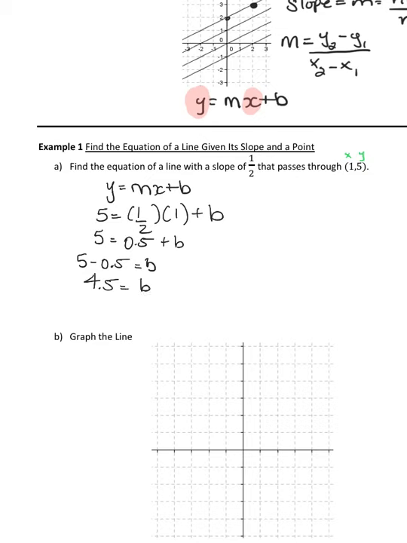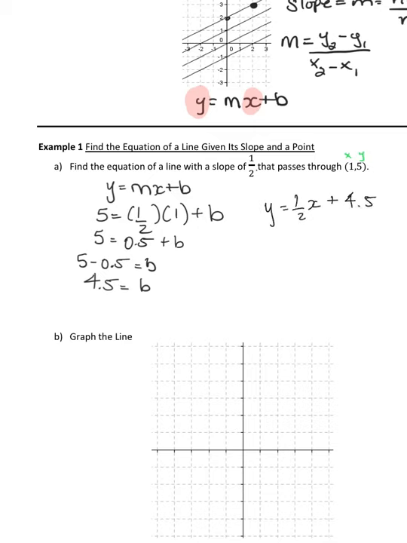So what this means here is that this equation of a line that has the slope of 1/2 and this point (1, 5), if I were to put this on a graph, it's going to cross the y-axis at 4.5. So I can make that equation of a line. I can say, okay, so y equals, I'm going to replace my m with 1/2, x plus 4.5. Okay?